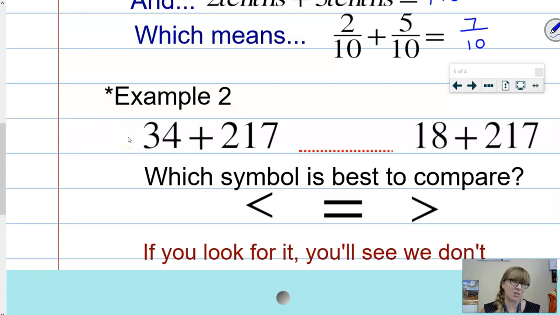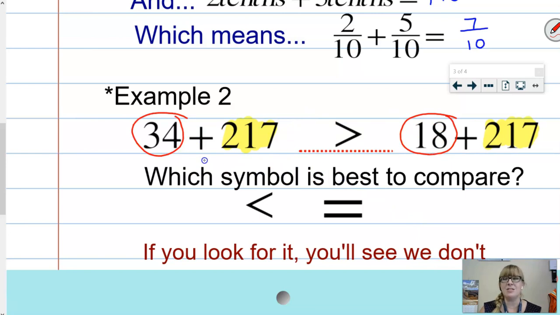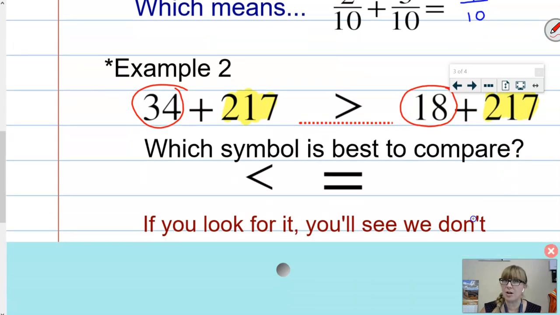If we really look at the structure, we're going to see that the appropriate symbol here is the greater than symbol, because we can see 217 is part of both of those expressions. So I don't need to bother with that 217. I don't need to use the actual calculator to calculate these expressions, because I see that the structure in both of these is similar. That means the only pieces I really need to compare are 18 and 34. And I know that 34 is greater than 18, so I know 34 plus 217 is going to be greater than 18 plus 217. And we can do that, again, very quickly without calculating, because we're looking for the structure of the mathematics.